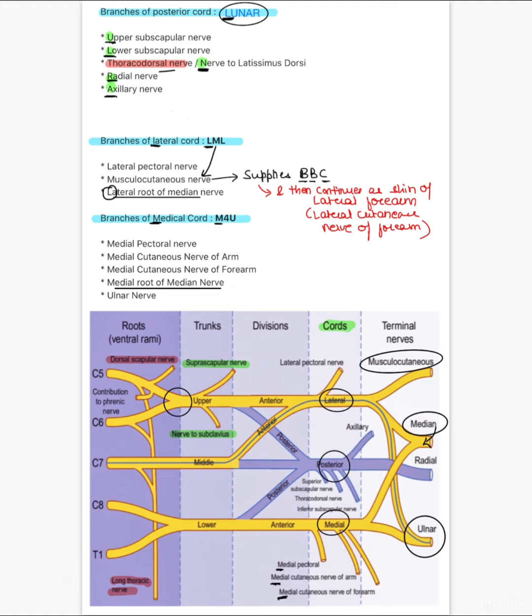The two things that are most frequently asked are the axillary nerve and the radial nerve. They are the branches of your posterior cord. You must know, do not confuse it. This is very important. And this A and R does not come under any other cord also. If you see the mnemonic, there is no chance of making a mistake. So this is a must-know thing.